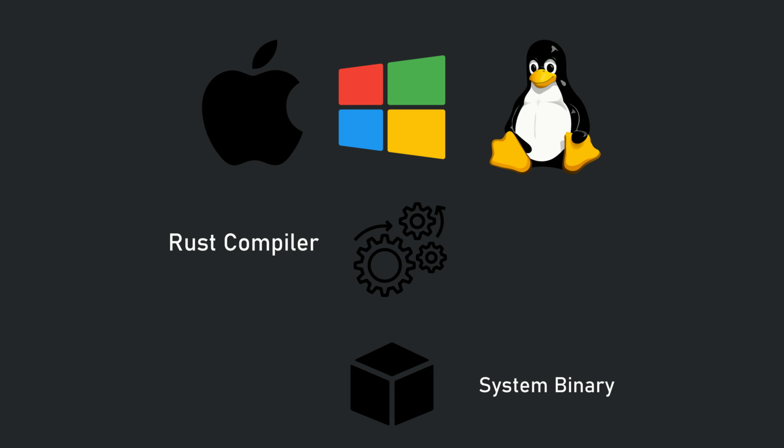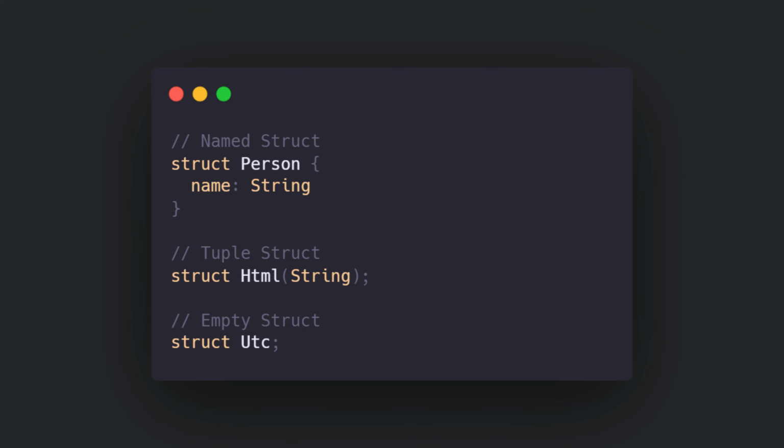Rust is a compiled language, so it will create a system binary which can be executed. Rust can compile to many types of system binaries. In Rust we have structures which are defined using the struct keyword. There are three types of structs: name struct, tuple struct, and empty struct.